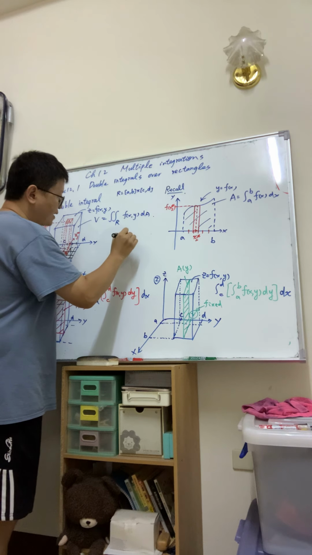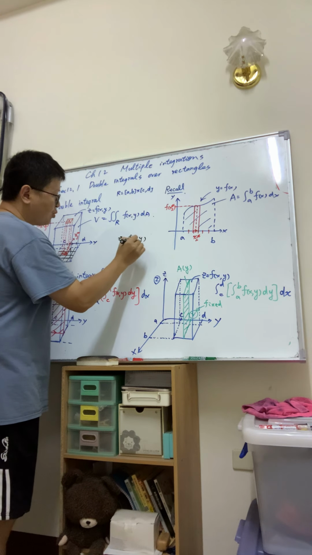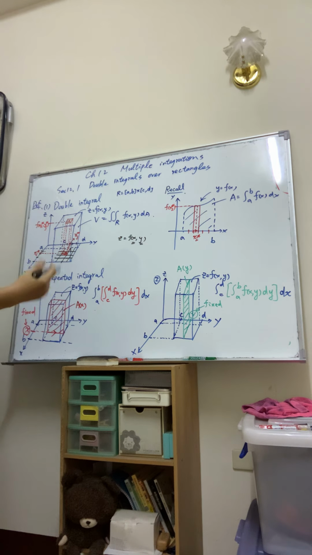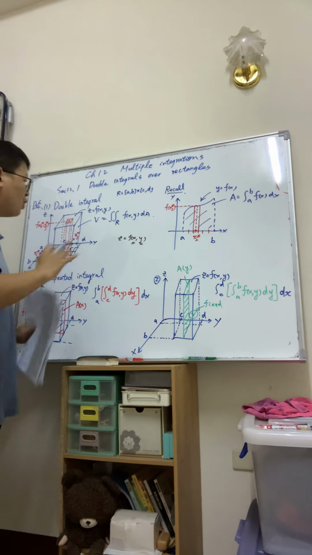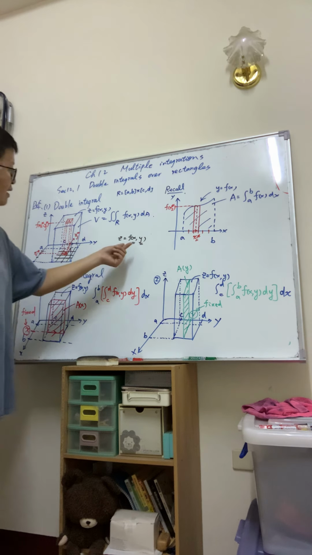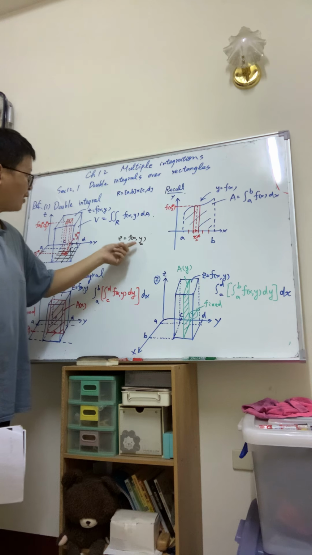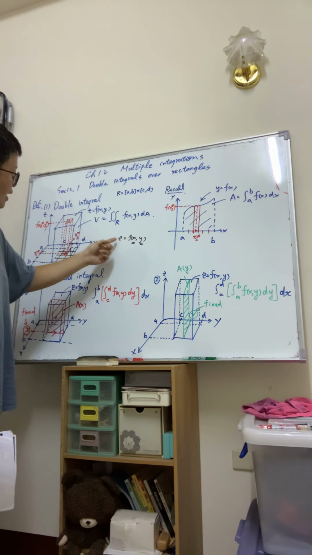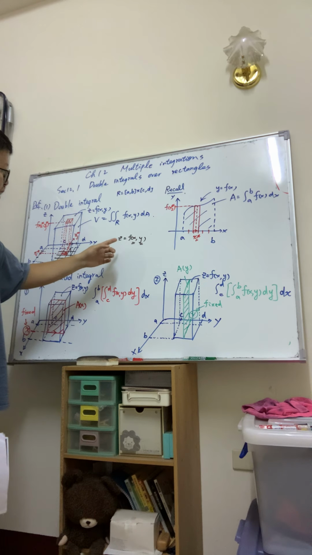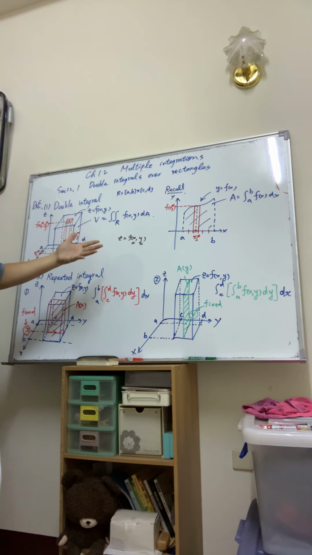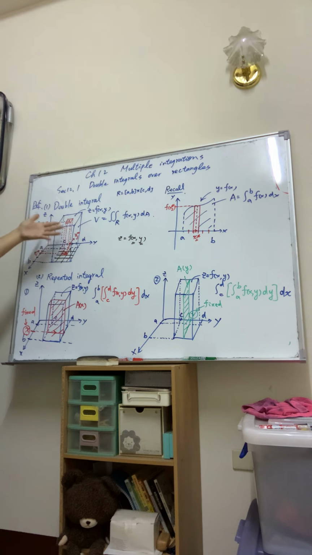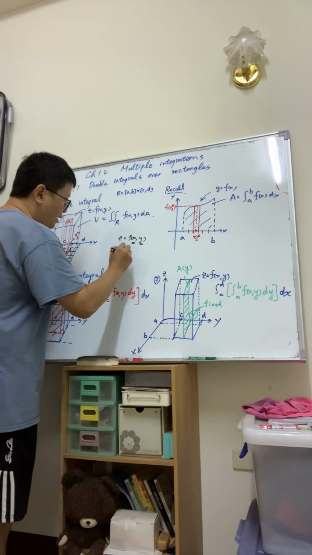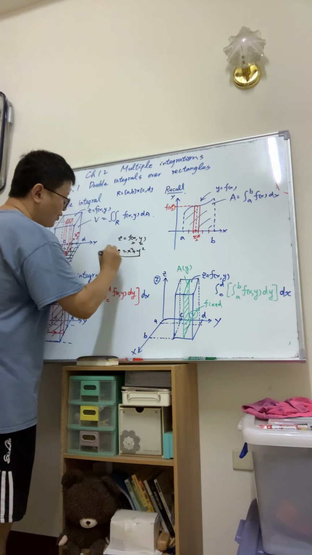g equals f of x y. It's a function that contains two variables. Of course, it could contain more variables, but we focus on two variables. We define it by g equals f of x y. Its graph looks something like this. For example, g equals x squared plus y squared, something like this form, right?